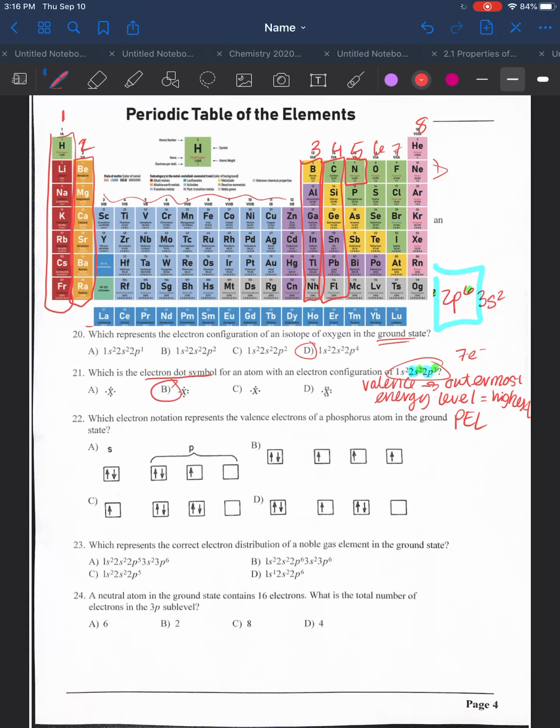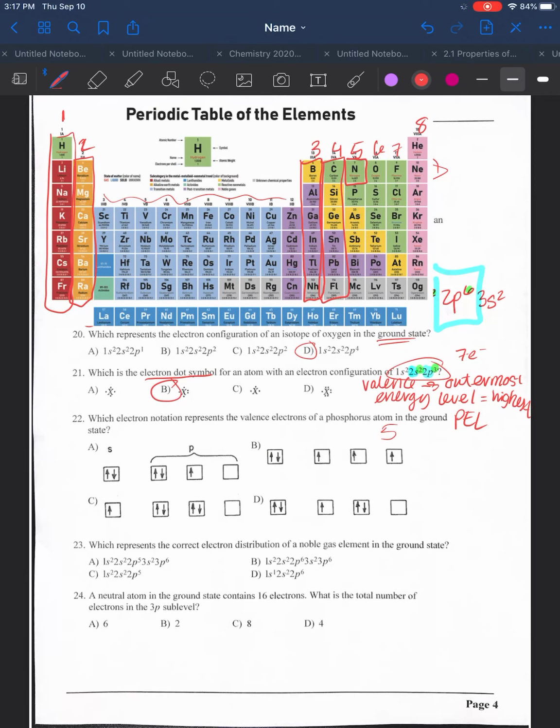Then we have 22. Which electron notation represents the valence electrons of a phosphorus atom? So luckily, all of these have 5. But if we're thinking about the periodic table, phosphorus is just before nitrogen, so it also has only 5. So which one is filled correctly?